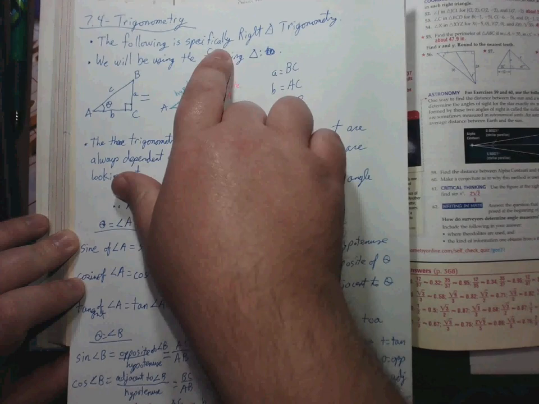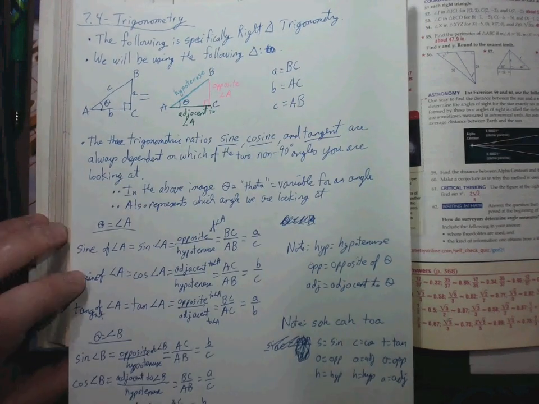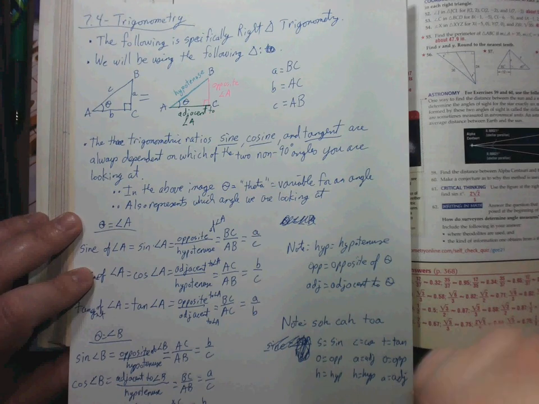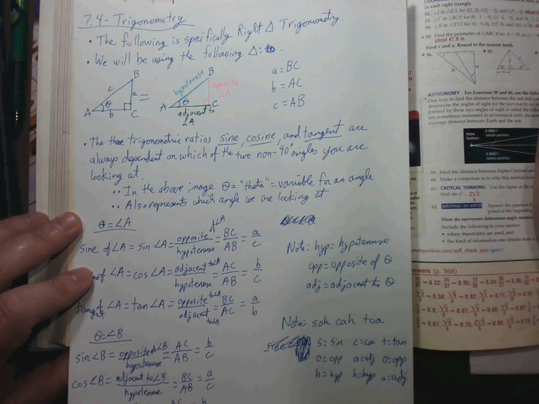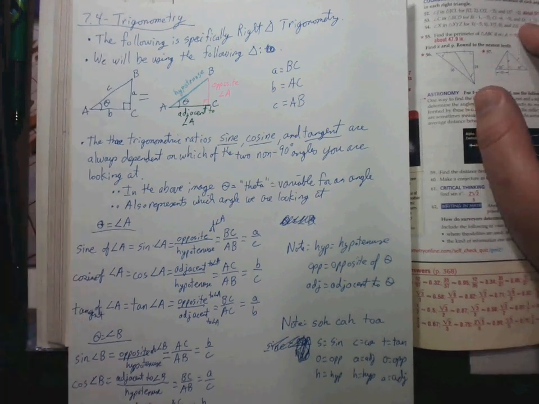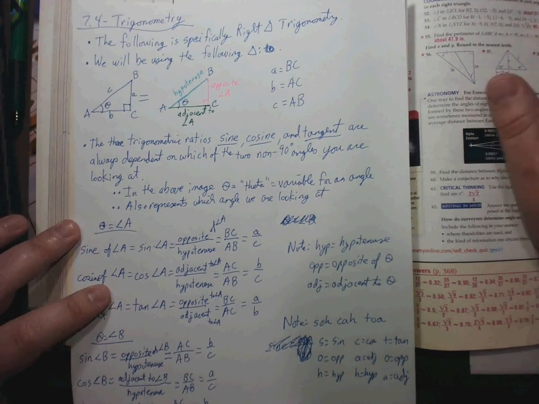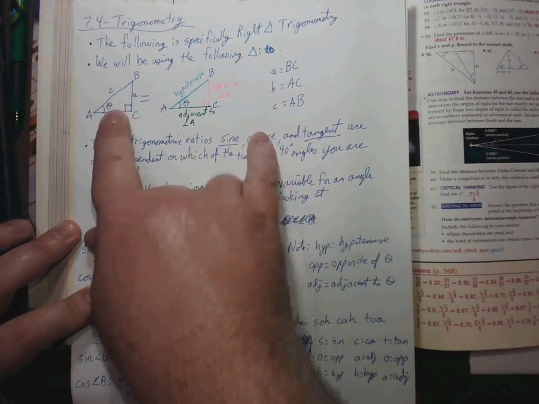7.4 trigonometry. The following is specifically only right triangle trigonometry. There has to be that one right angle in the triangle. These things don't work unless you have that. But there are other special rules you have to follow, which we'll get into. So this is the triangle I'm using right here.